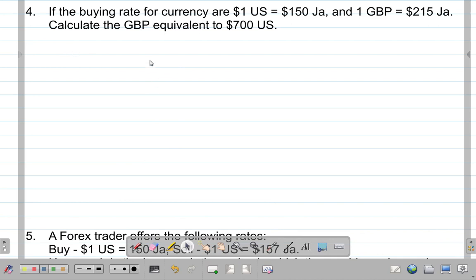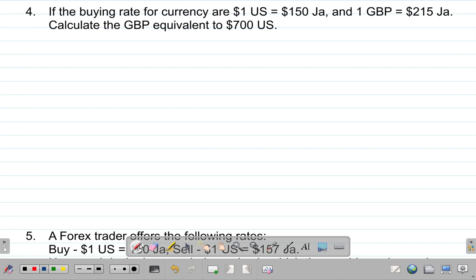Right? So if the buying rates for currency are 1 US is equivalent to 150 Jamaican dollars, and 1 Great British Pound GBP is equal to 215 Jamaican, you must calculate how many Great British Pounds is equivalent to 700 US. Alright. What do you have? 1 US is 150 Jamaican.